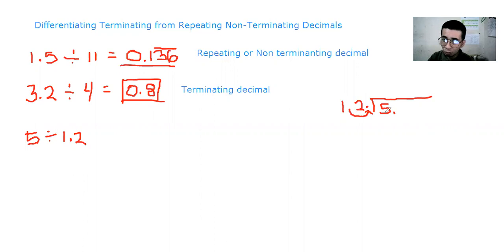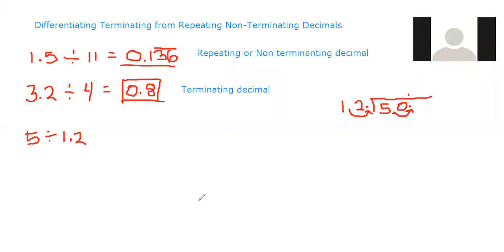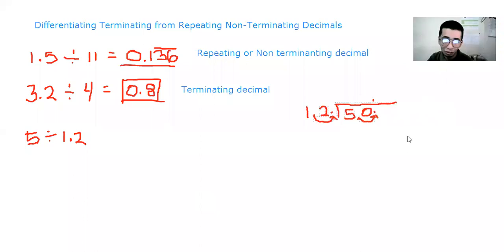Then, ilang beses tayo nag-move? Isang beses tayo nag-move ng decimal point kay divisor natin. So, isang beses din tayo mag-move kay dividend. So, ang decimal point natin ngayon is andito na. Lalagyan natin ng 0 sa bawat step na nag-move tayo. Nandito na ngayon ang decimal point natin. Repeating? Wala pa. Hindi pa natin alam kung terminating or non-terminating siya, kasi kailangan masagutan muna natin siya. Okay?